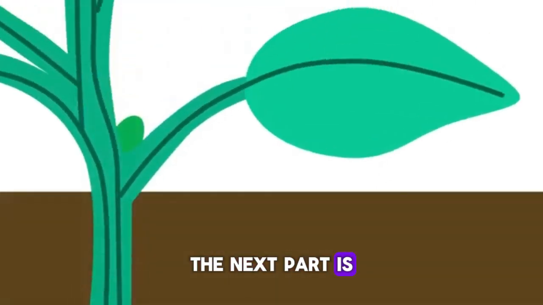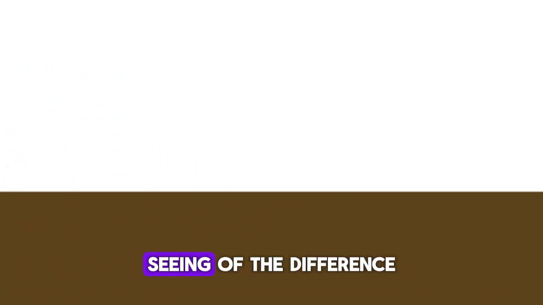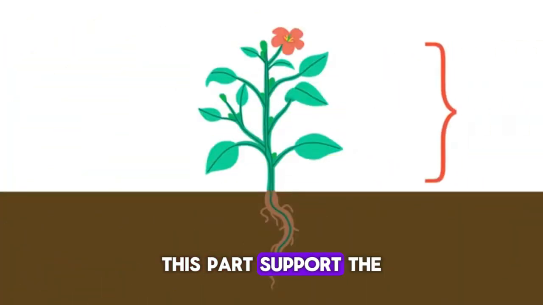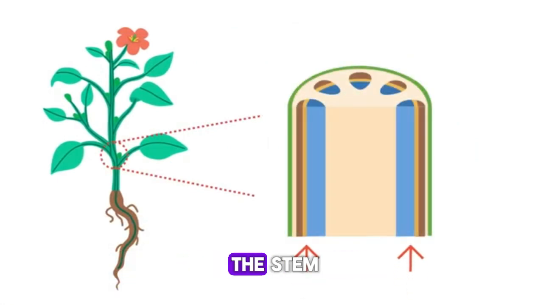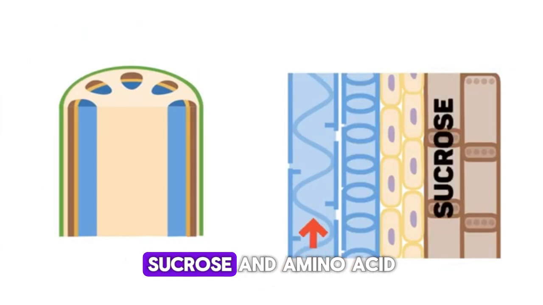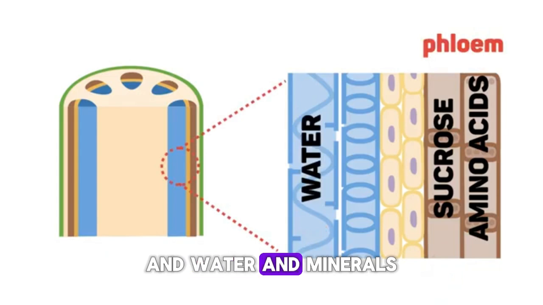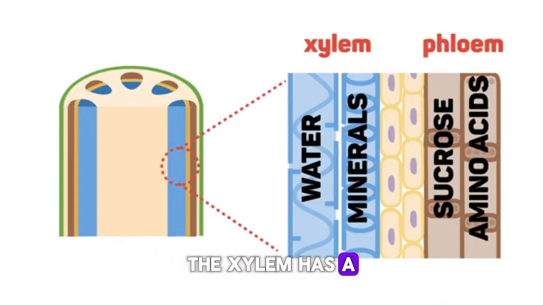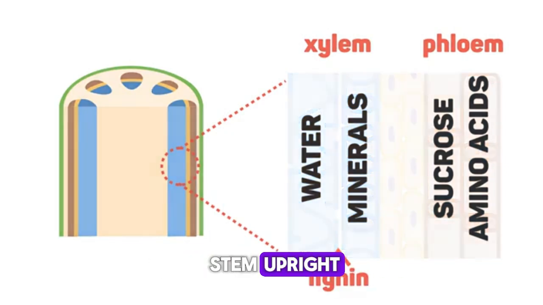The next part is the stem. The stem can vary greatly in size and shapes. Think of the difference between a cactus and a tree trunk. This part supports the above-ground part of the plant, and it is through the stem that substances are moved to where they are needed. Sucrose and amino acids are transported in the phloem, and water and minerals move up through the xylem. The xylem has a substance called lignin, which helps keep the stem upright.